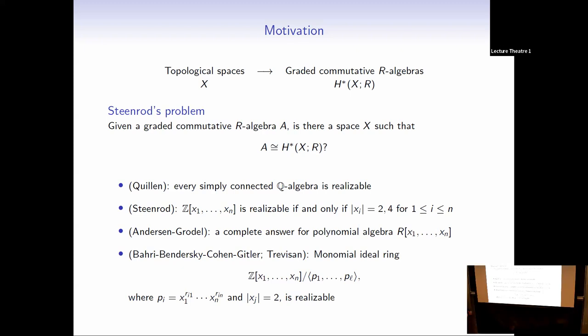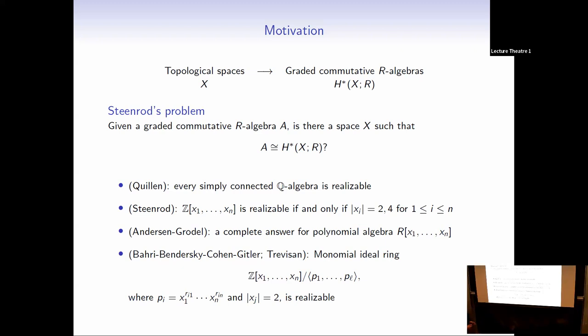That is for polynomial rings over the integers. Then how about the realization problem of polynomial rings over any commutative ring? This is a long-standing problem that has been studied for decades, and there are many works on it. A complete set of answers was given in 2009 by Andersen and Grodal, settling the realization problem of the polynomial ring.